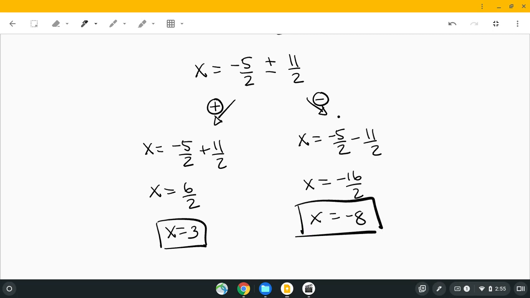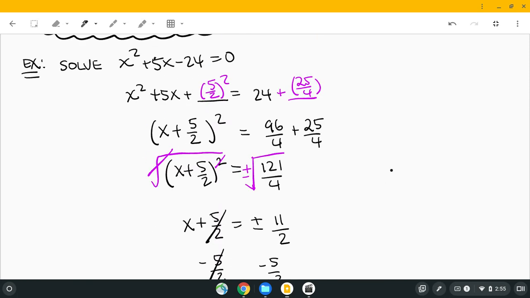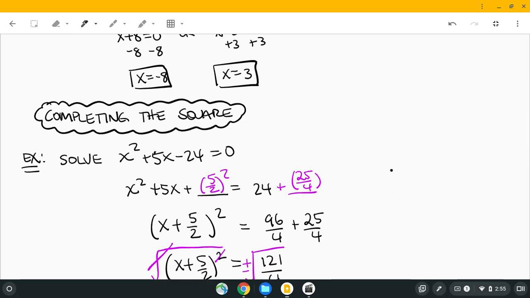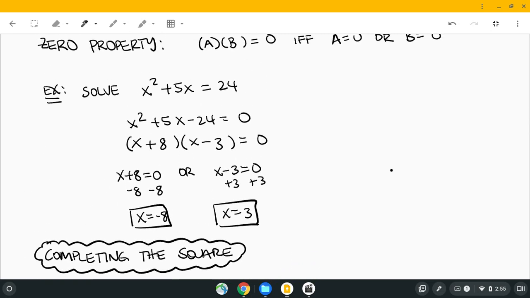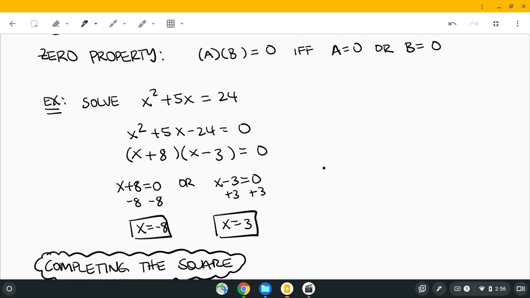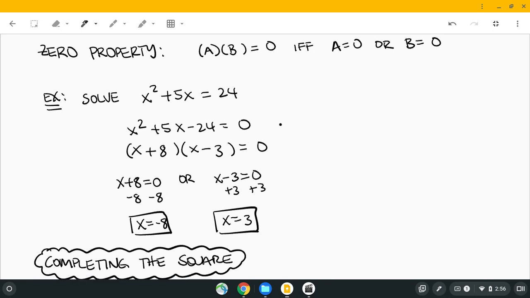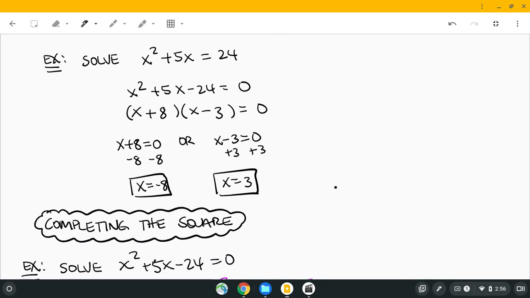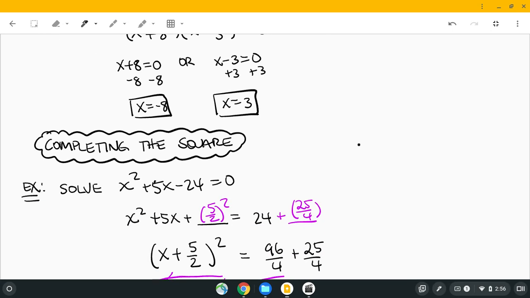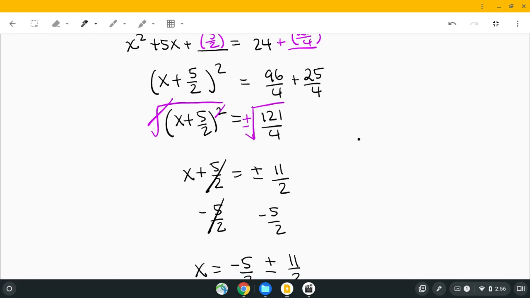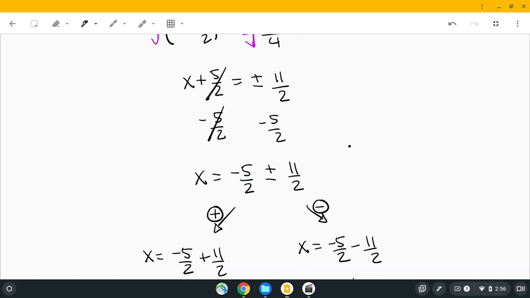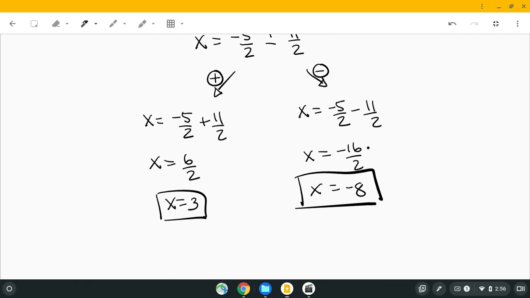And we see here that 3 and negative 8 are the same answers that we got up here when we used factoring. So you might be looking at this and thinking, oh my gosh, that took a long time, factoring was so much easier. That's why it's nice to know how to factor, because when you're solving, oftentimes factoring is the easier, quicker method. But that's how you solve the exact same problem using completing the square.